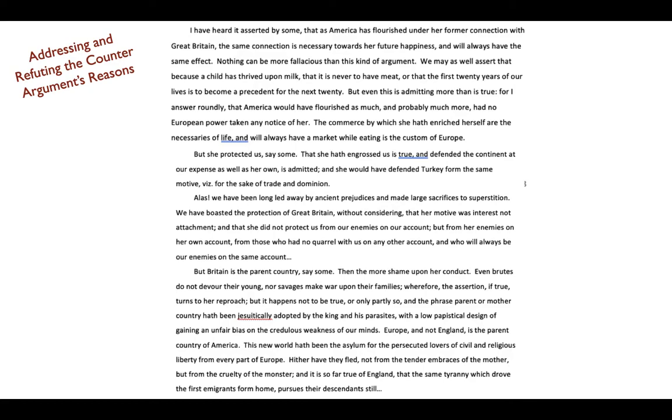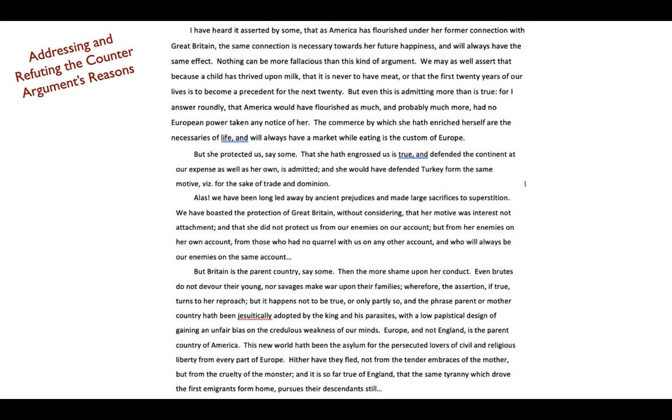This new world hath been the asylum for the persecuted lovers of civil and religious liberty from every part of Europe. Hither have they fled, not from the tender embraces of the mother, but from the cruelty of the monster. And it is so far true of England that the same tyranny which drove the first emigrants from home pursues their descendants still.